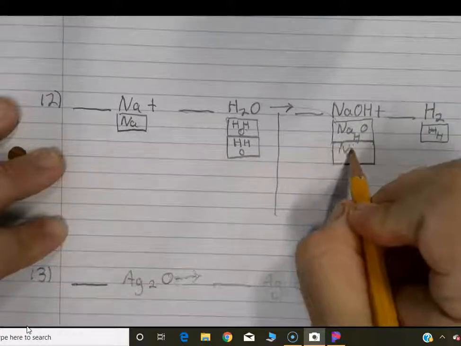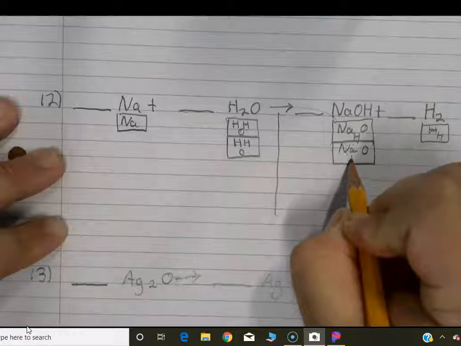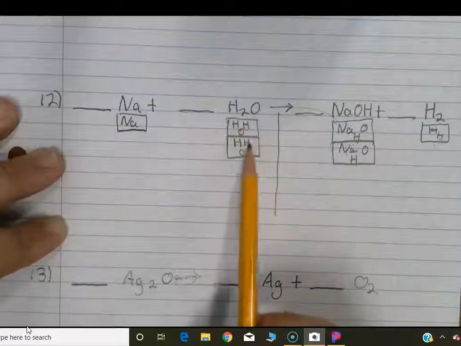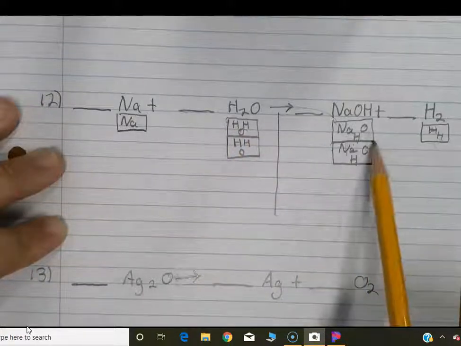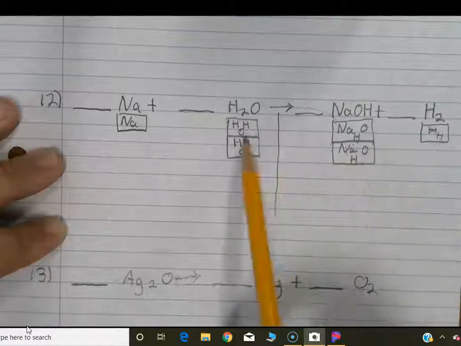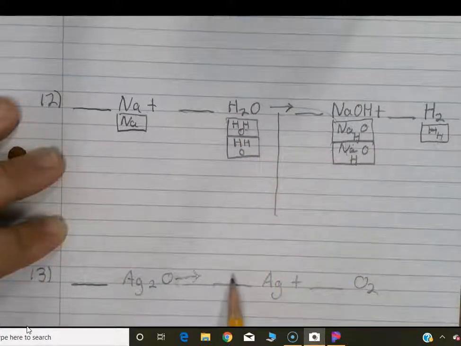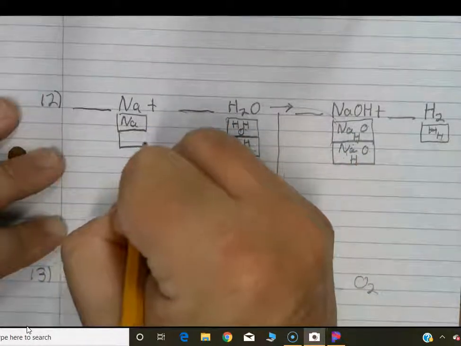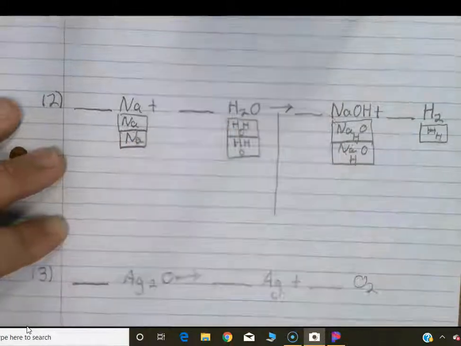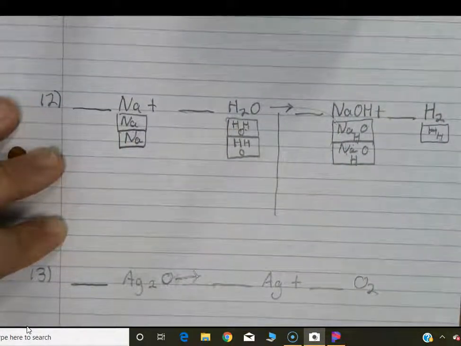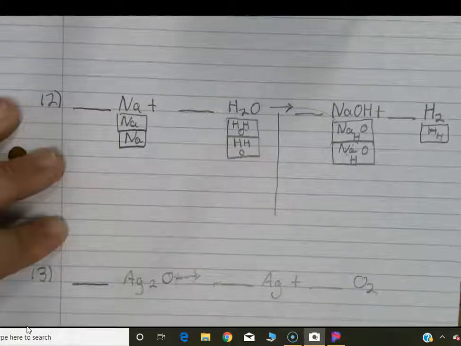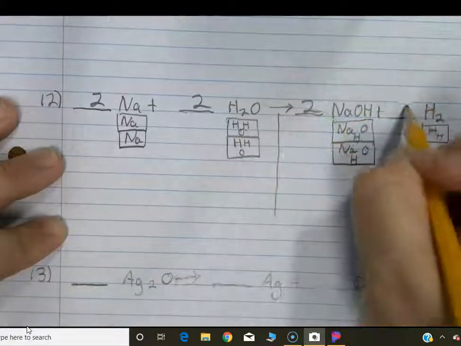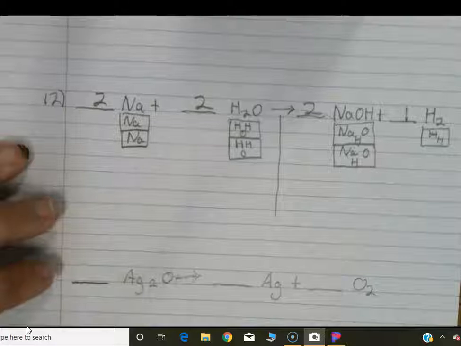So now I have Na, O, and H. So now my hydrogens are in balance. 1, 2, 3, 4. 1, 2, 3, 4. How about oxygens? They're also in balance. 1, 2, 3, 4 oxygens. And how about sodium? There's 2 on this side and only 1 on this side, so I need to add a box there. Na, and it looks like everything's in balance. So we just go ahead and we count our boxes. So we have 2 there, 2 there, 2 there, and 1 there. And that takes care of that.